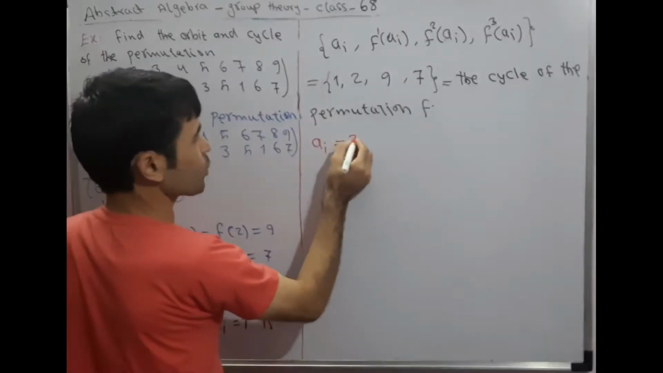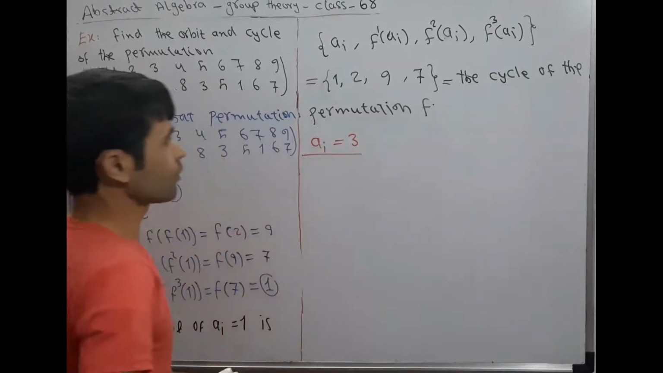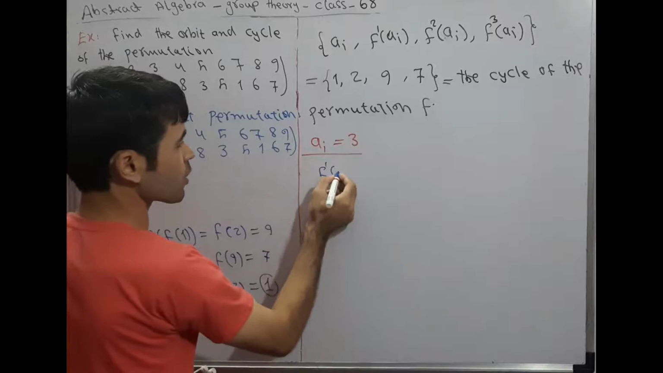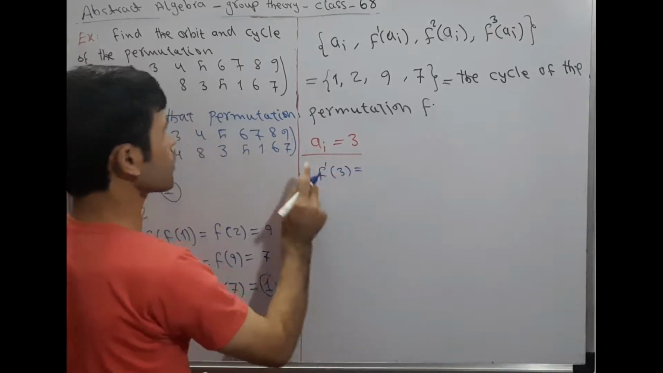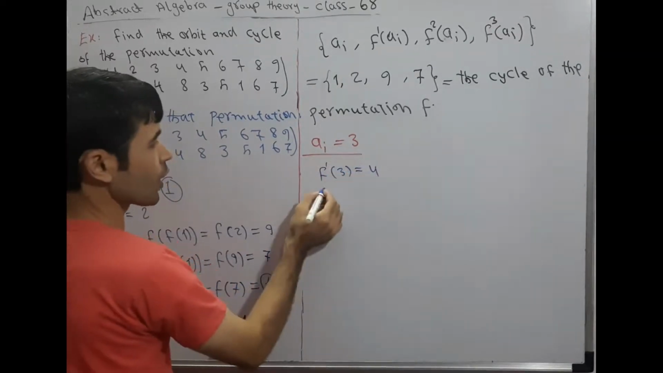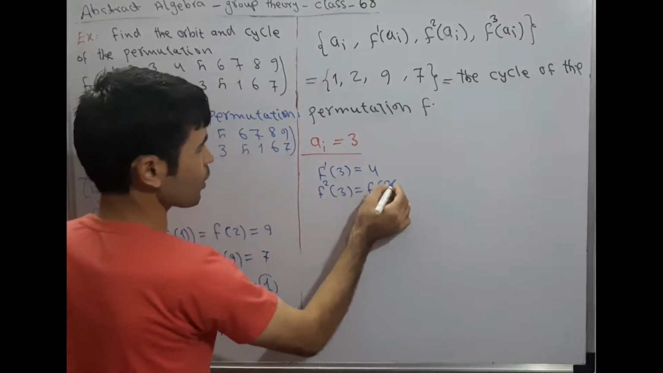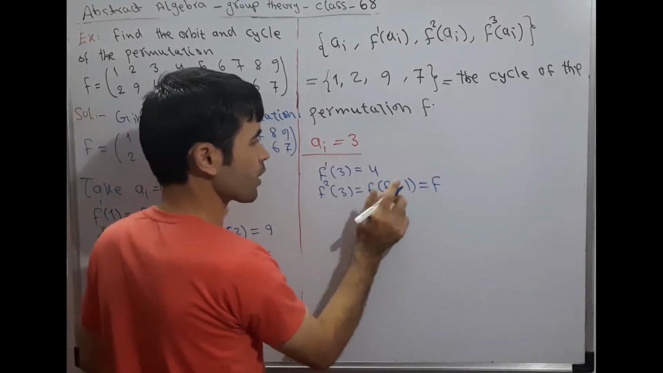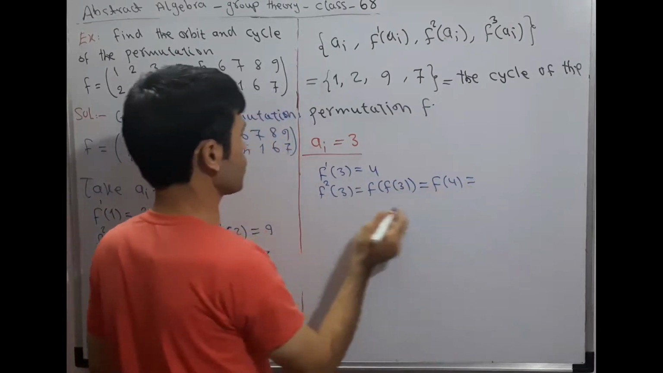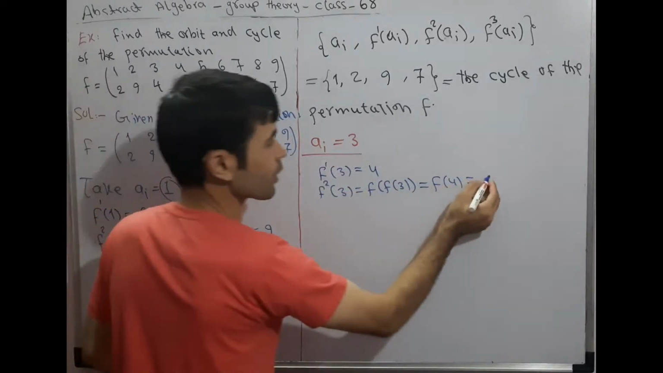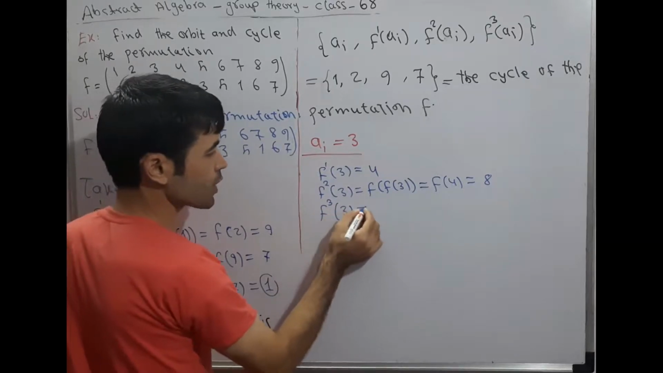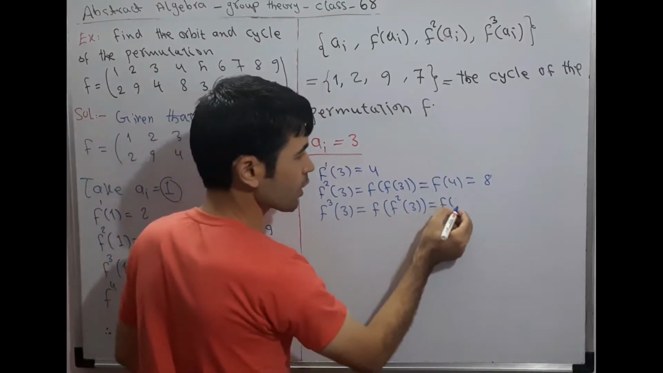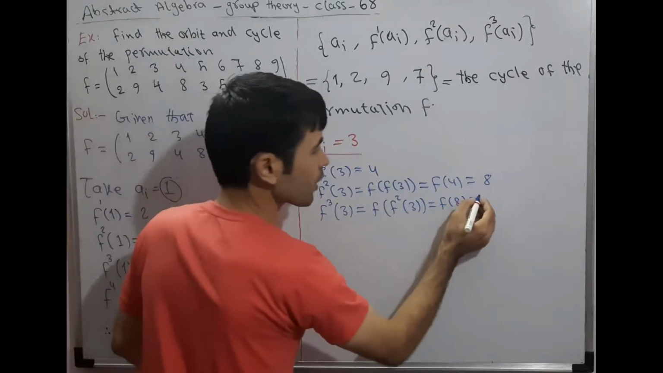Now we choose a_i is equal to 3. We want to find the orbital cycle for element a_i equal to 3. f to the power 1 of 3 is equal to 4. f to the power 2 of 3 is equal to f of f of 3, that is f of 4, which is 8. f to the power 3 of 3 is equal to f of f square of 3, we get f of 8, which is 6.